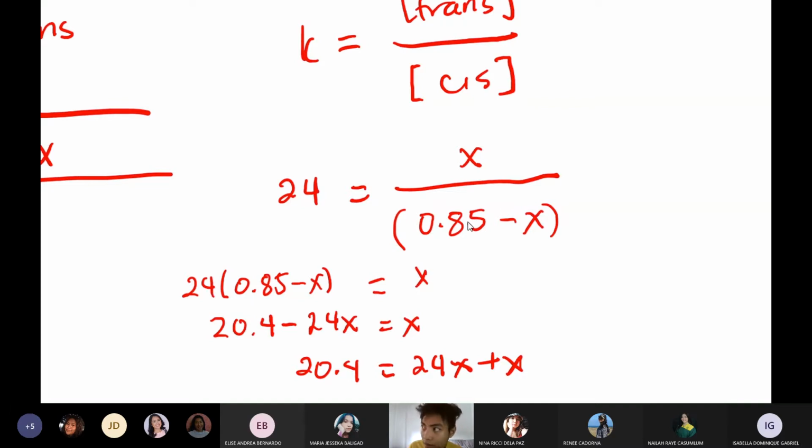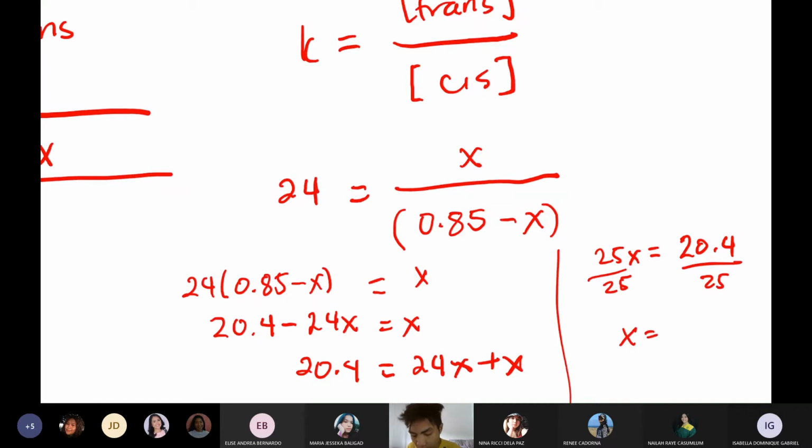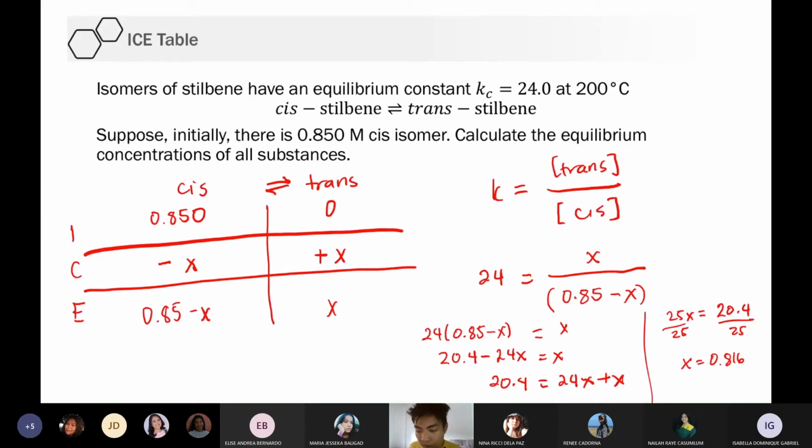Okay, so again, I cross multiplied this term to 24. I distributed 24 to my binomial. And then now I solve for x. Now, let's continue. So 24x plus x will be 25x, and that's equal to 20.4. So in order for us to solve for the value of x, you divide both sides by 25. So we solve for the value of x equal to 0.816. Okay, so that means the value of x is 0.816.